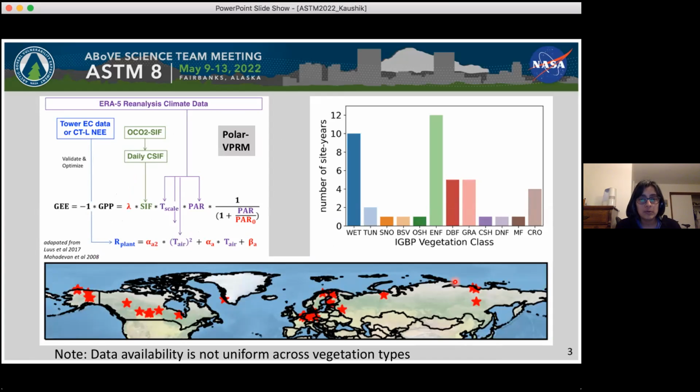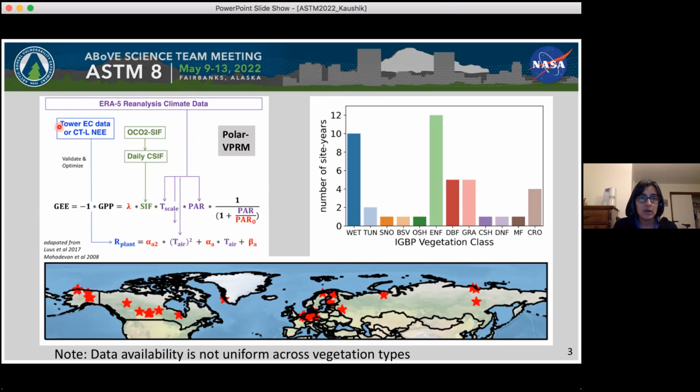And so the model that we're working with is the polar version of the vegetation photosynthesis respiration model, which some of you may be familiar with. So we are using ERA5 reanalysis climate data to get our temperature scaling factors and PAR. It is essentially a light use efficiency model, but we are using SIF from the CSIF product that's been generated and shared with our group.